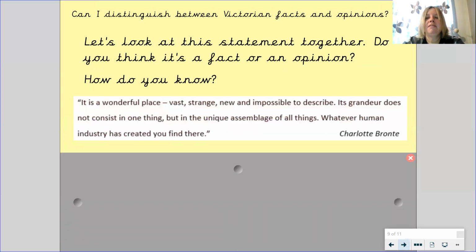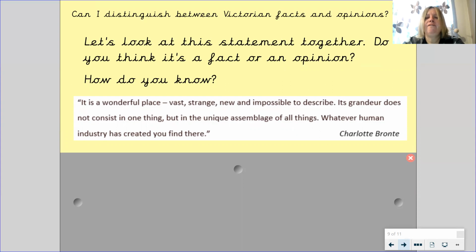Let's look at this last statement together. Do you think it's a fact or an opinion? How do you know? It's a wonderful place, vast, strange, and impossible to describe. Its grandeur does not consist in one thing, but in the unique assemblage of all things. Whatever human industry has created, you find here. And this was written by Charlotte Bronte.